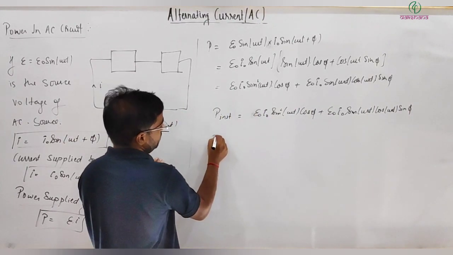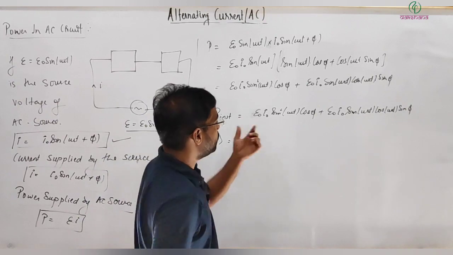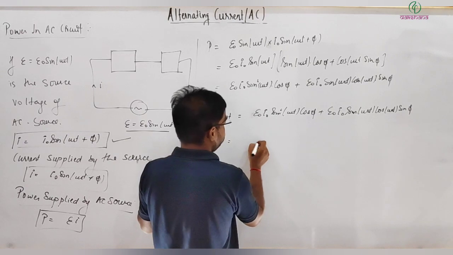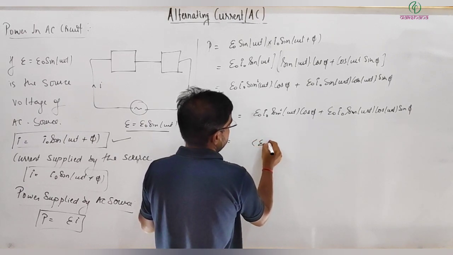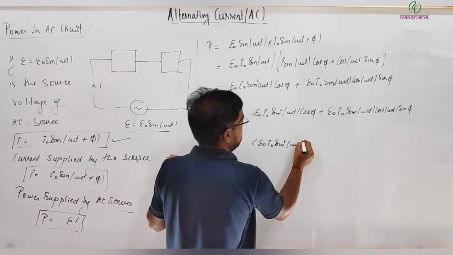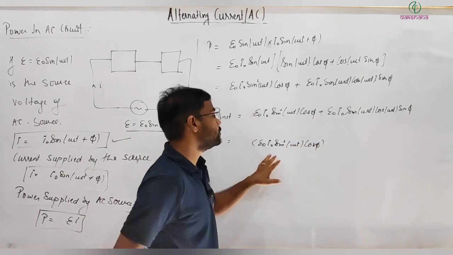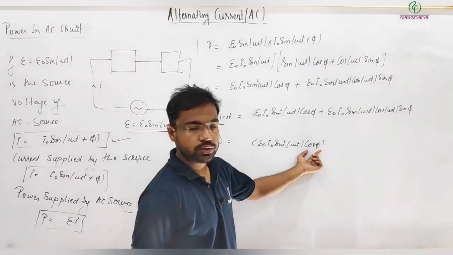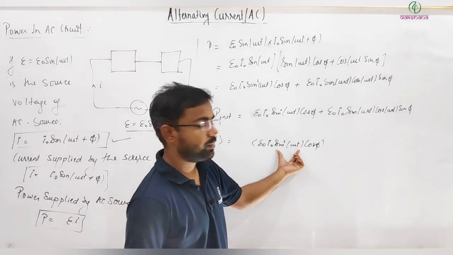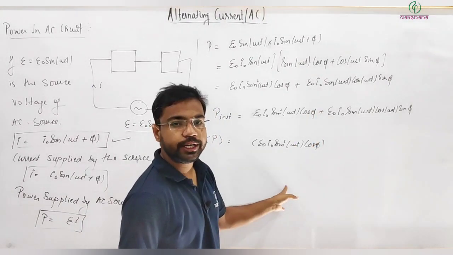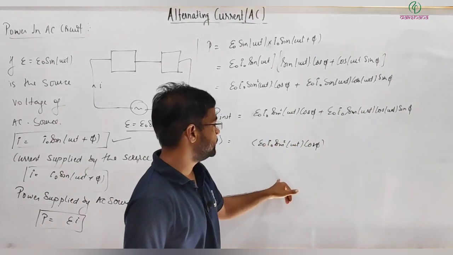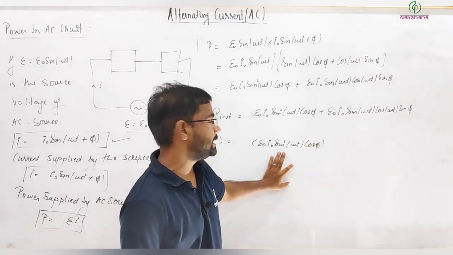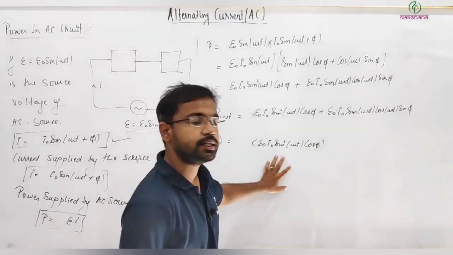The average power, P average, will be equal to what? The average of all these things. So I can write the average of E naught I naught sine square omega t into cos phi. To get the average of these quantities, E naught I naught is constant, cos phi is also constant. I need to take the average of sine square omega t. One way is you can go for integration over one complete cycle. Otherwise we directly know the average value of sine square theta is simply half. So I will be using that result.